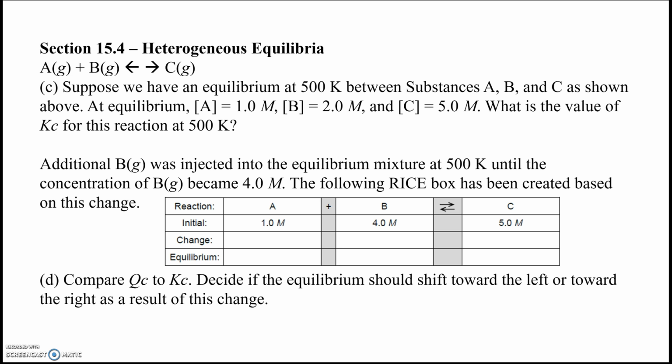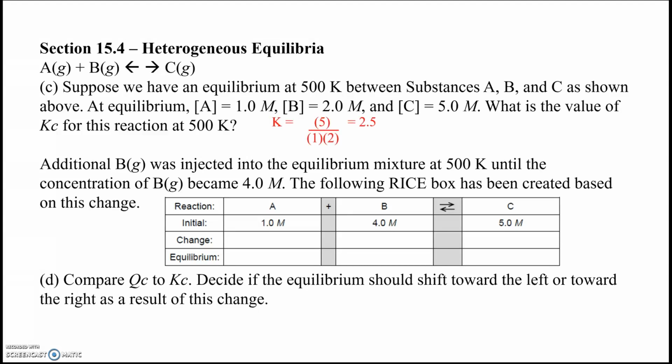So let's talk through a couple of problems here. Section 15.4. Well, it's not 15.4, it continues to be 15.7. We've got A plus B reacts to form C, and question C says, suppose we have an equilibrium at 500 K between substances A, B, and C as shown. At equilibrium, A is 1 molar, B is 2 molar, and C is 5 molar. What is the value of Kc for this reaction at 500 K?